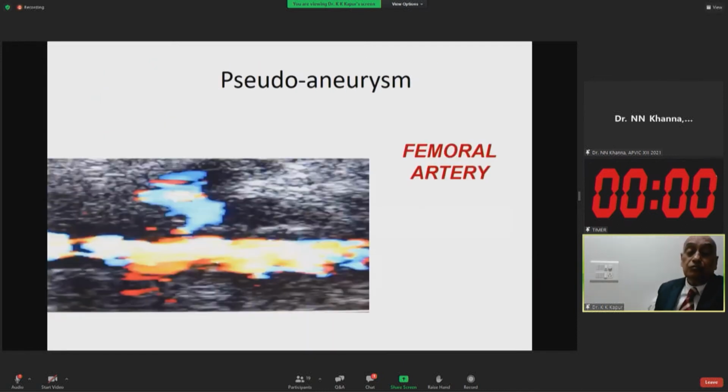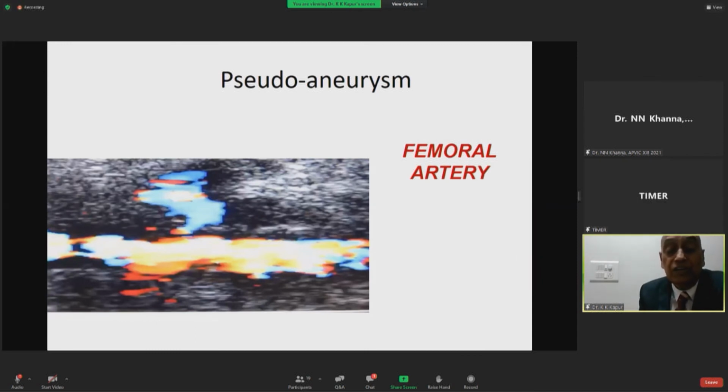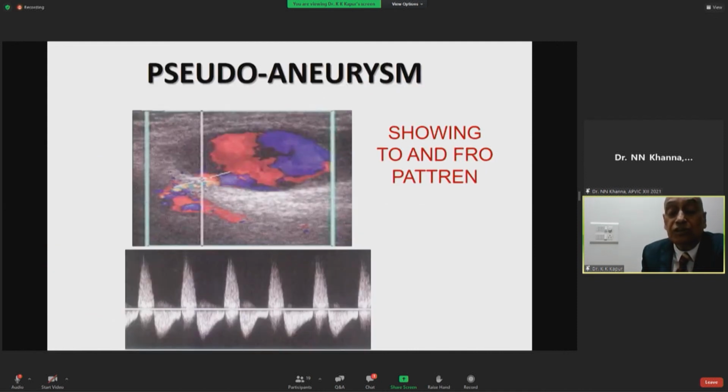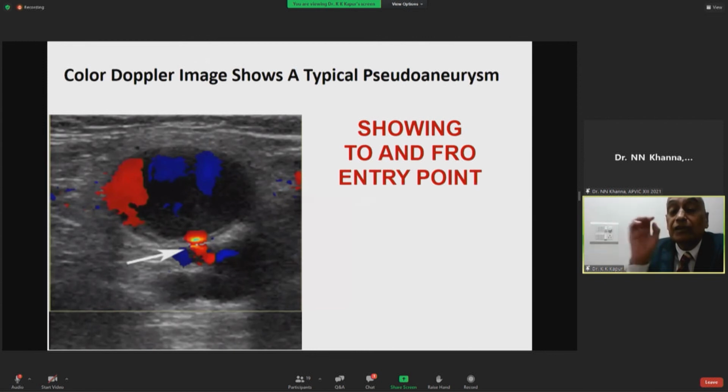Now, this is a pseudoaneurysm. This is due to a rent in the artery, which occurs generally due to iatrogenic procedures or could be due to trauma. And you can see that this is surrounded by clot. The wall of the pseudoaneurysm is surrounded by clots, and there is a small rent. You can get a classical to-and-fro pattern, the flow occurring from the rent into the pseudoaneurysm and from the pseudoaneurysm back into the artery. This also shows you a narrow rent that is seen just at the mouth of the pseudoaneurysm.